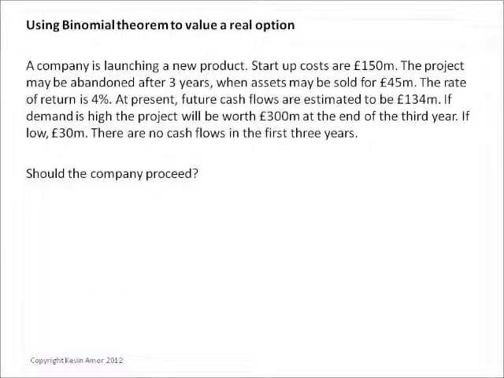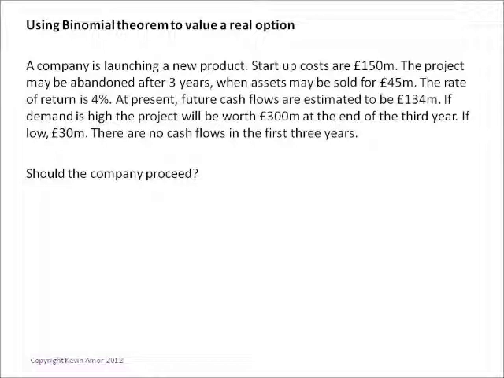Sorry, 21.15 pence. Let's use the same theorem now to value a real option. Let's look at what we've got here. A company is launching a new product. Startup costs are 150. The project may be abandoned after 3 years, so that's your time period, when assets may be sold for 45 million. In other words, you have an option in 3 years' time to sell. So this is a put option. The rate of return is 4%. At present, future cash flows are estimated to be 134. In other words, the price of this project today would be 134. The net present value of this project today, of course, is 134 minus the 150 to start up, in other words, minus 16 million.